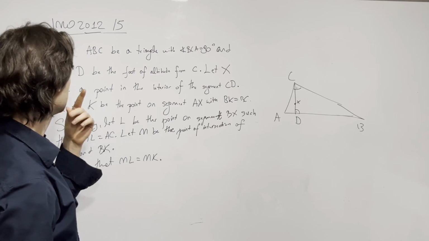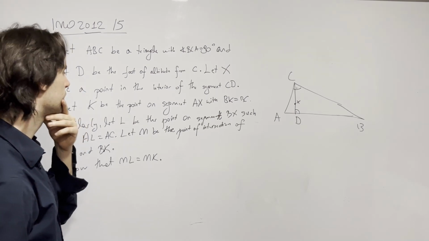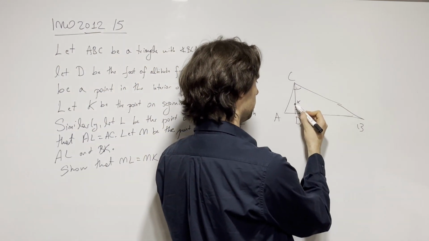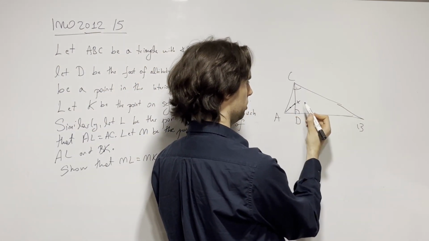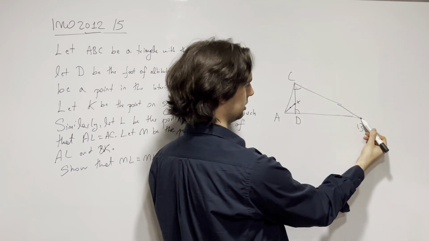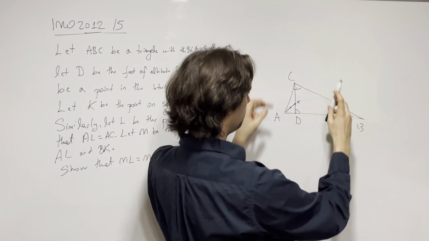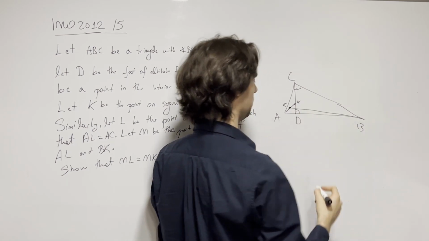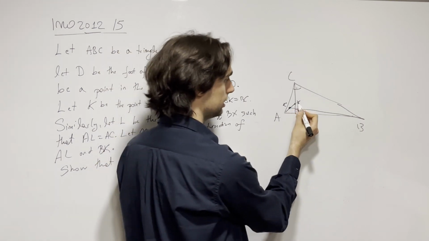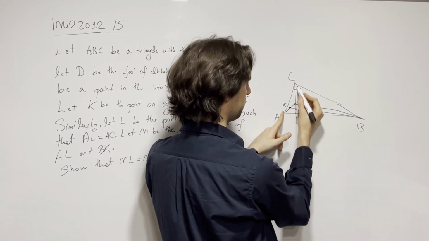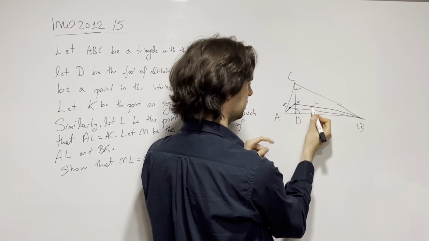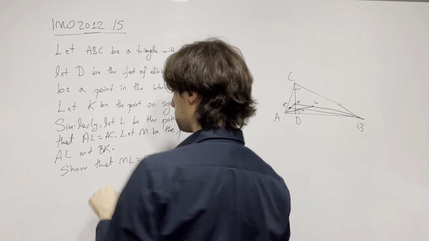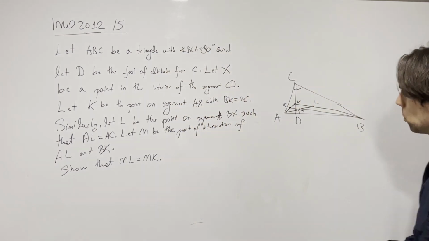So K is a point on the segment AX with BK equal to BC. So AX, and now, whoa, BK is BC. So I do a little bit of a walk, and that's K. BK is BC. That's horrible. And L is defined symmetrically, so I'll have AL equal to AC. M is the intersection of these two. I need to prove that ML and MK are equal.